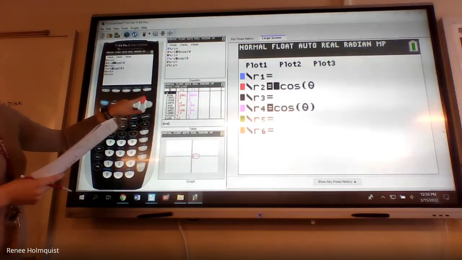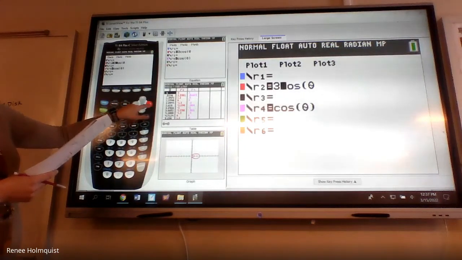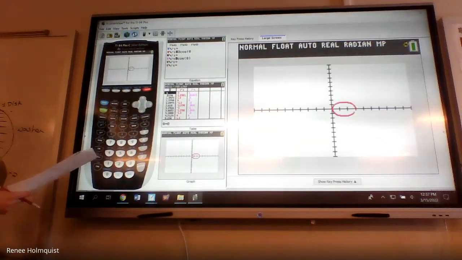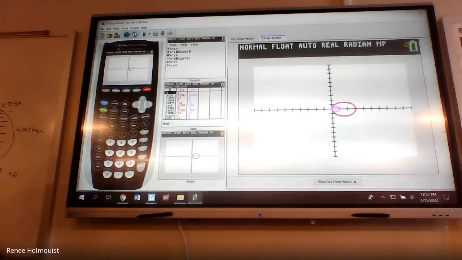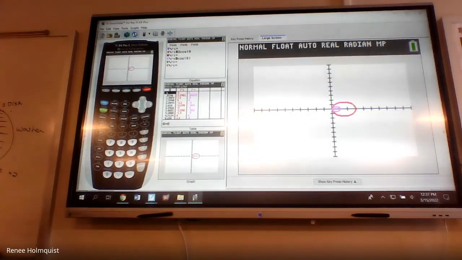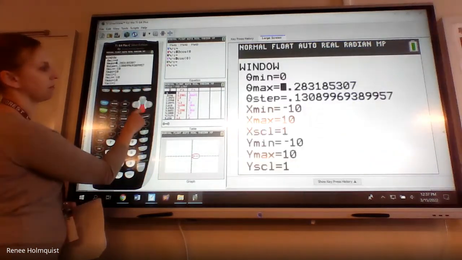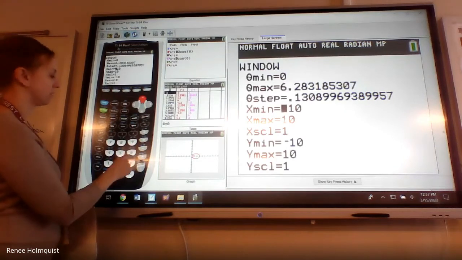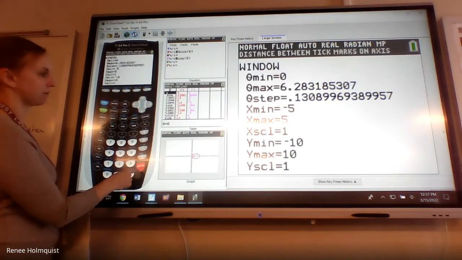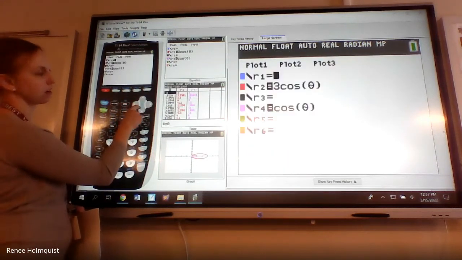Wait, why is the red one not? So there's 3 intersections? Where else do you see one? Okay, first of all, the other 2 are hard to see. I'm going to change my window so you can actually see them. I think you grabbed the wrong thing. Plus 1 on the cosine.